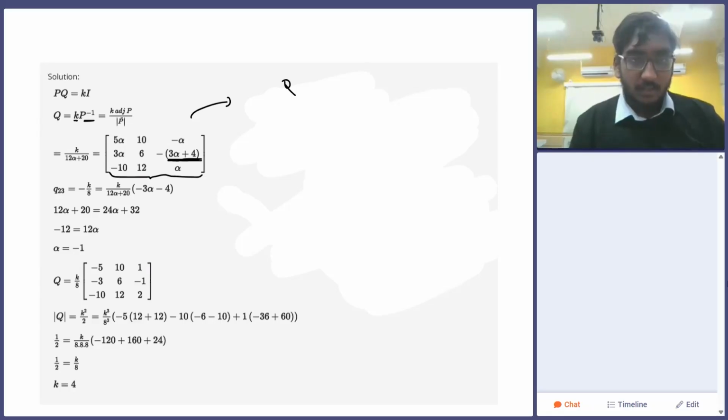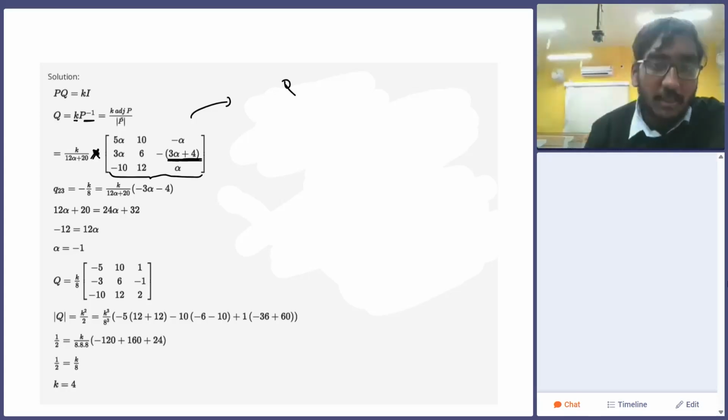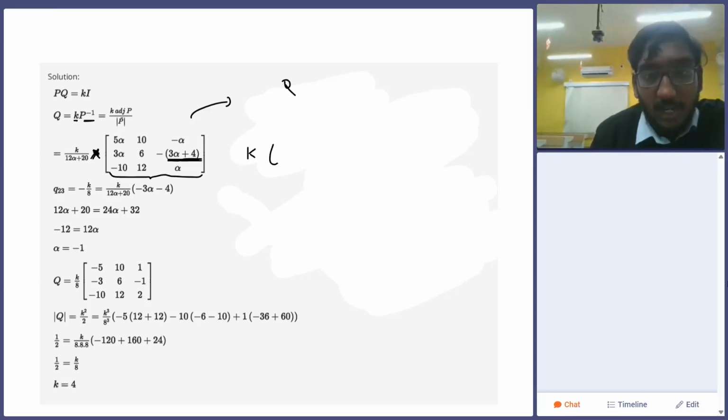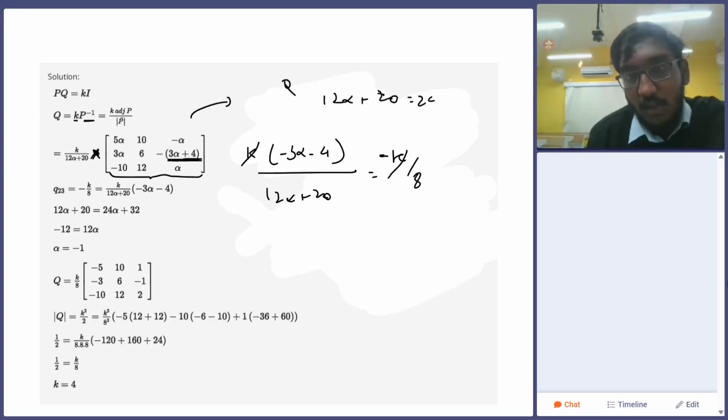Okay, and this is the value of this determinant, 12 alpha plus 20. It should be multiplication over here. Okay, K upon determinant times adjoint. No, it will be this. Okay, and it's known that the second row third column element is minus K by 8. That means K times minus 3 alpha minus 4 upon 12 alpha plus 20 is known to be minus K upon 8, okay. So cancel the K, pull out that negative sign also, and cross multiply. You will get 12 alpha plus 20 is equal to 24 alpha plus 32, correct? So we'll get alpha equal to minus 1 from this, okay.